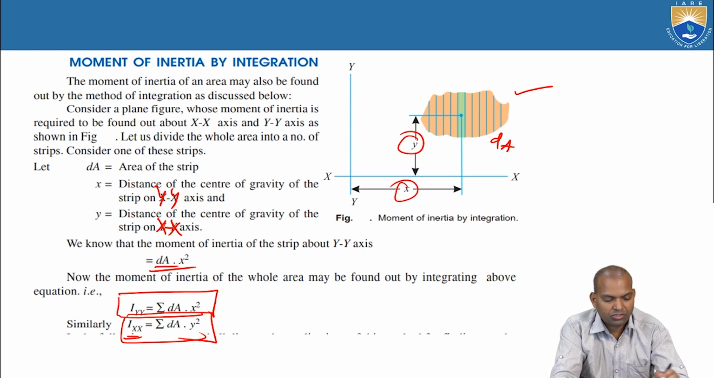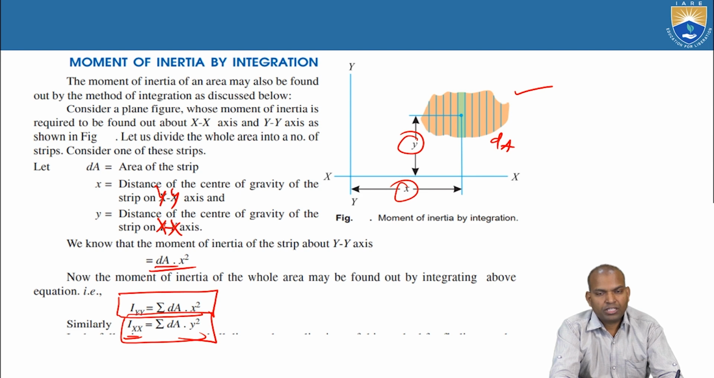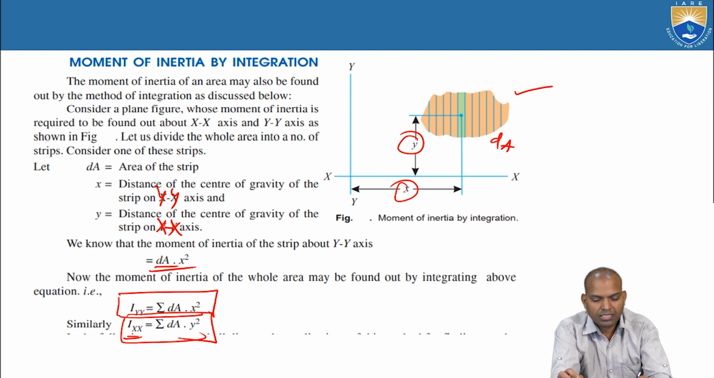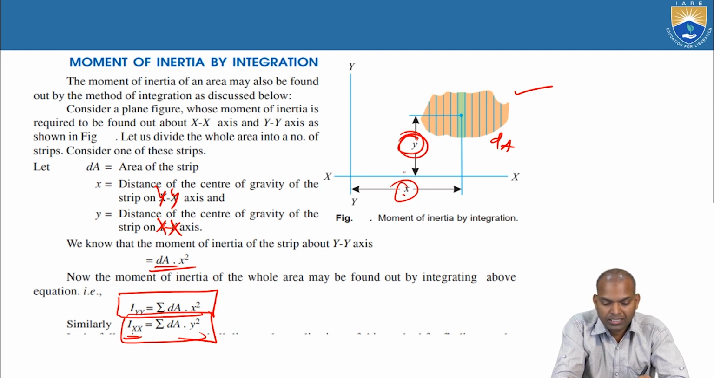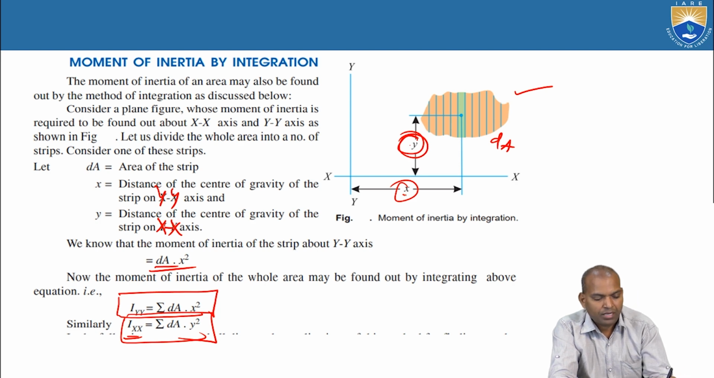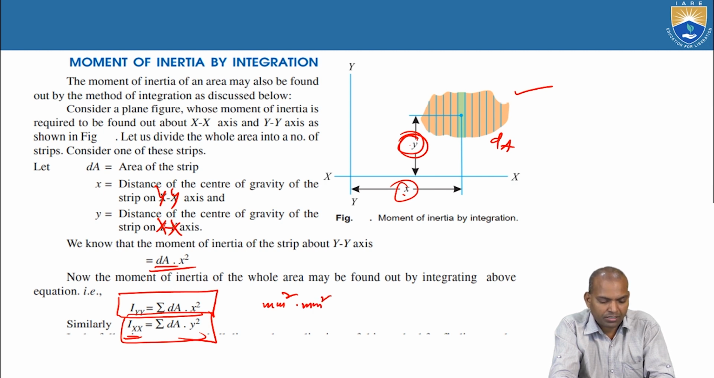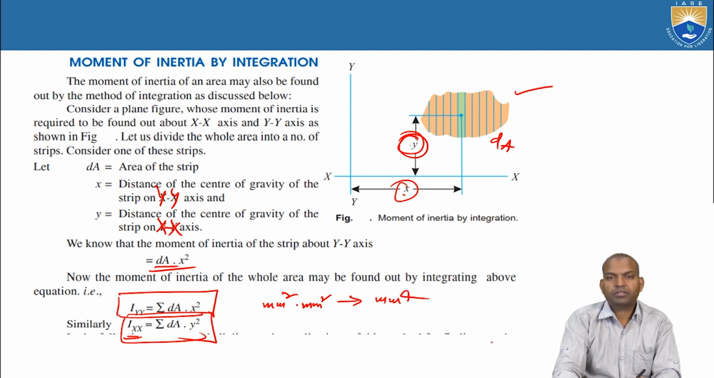Vertical distance y. About axis y, what is the distance? That is x. That's why, for the moment of inertia about the vertical axis, the distance of the elemental area dA is x, so dA times x square, sigma dA x square. And about the x-axis, the horizontal axis, the distance is y: dA times y square. Now what is the area? The unit is millimeter square, and x is the distance in millimeter, so x square is millimeter square. The unit is millimeter to the power 4.